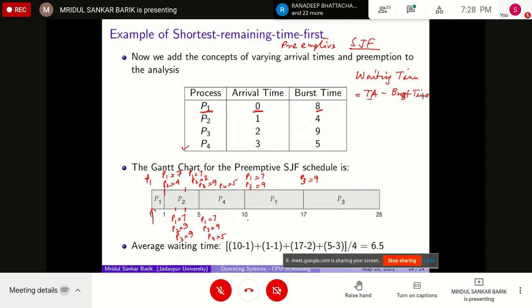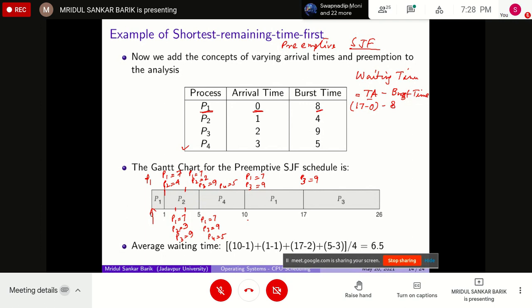Waiting time is turnaround time minus the burst time. For process P1, its turnaround time: it arrived at 0 and it finished at 17. So 17 minus 0 is the turnaround time for process P1, minus burst time. This is 8.